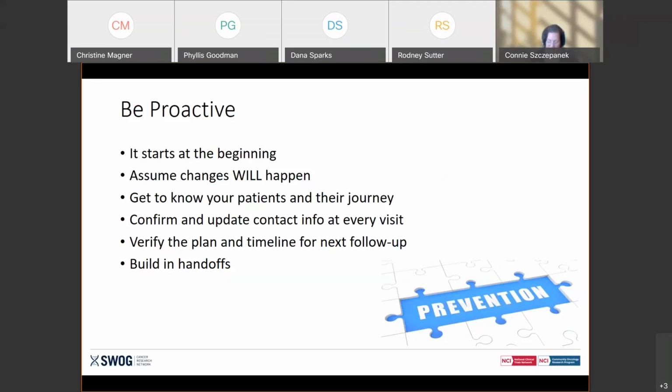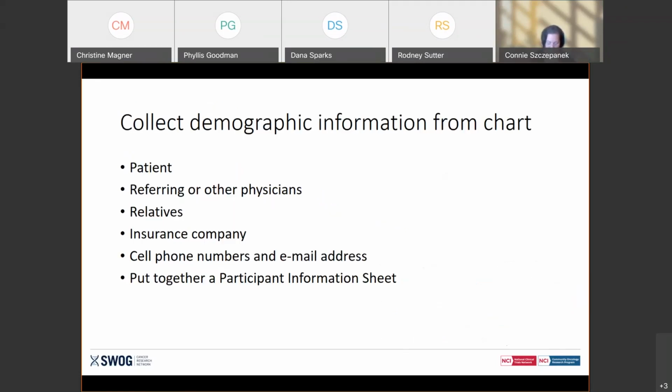These are just some examples of the type of data you can often glean from a chart. And ideally, you want to pull out what you need to know in research.